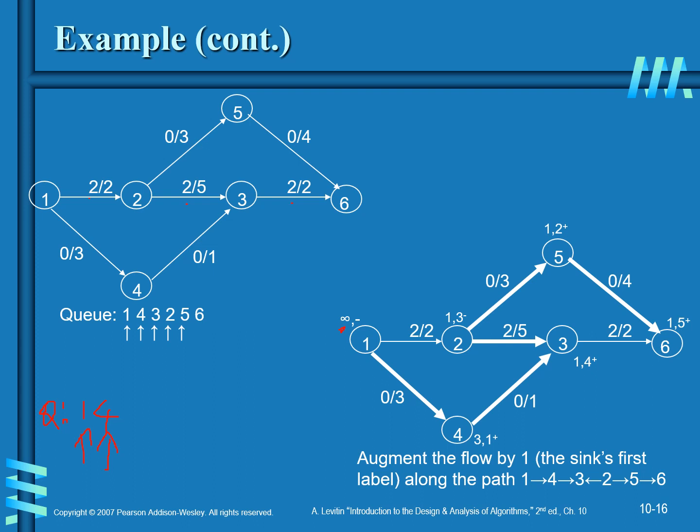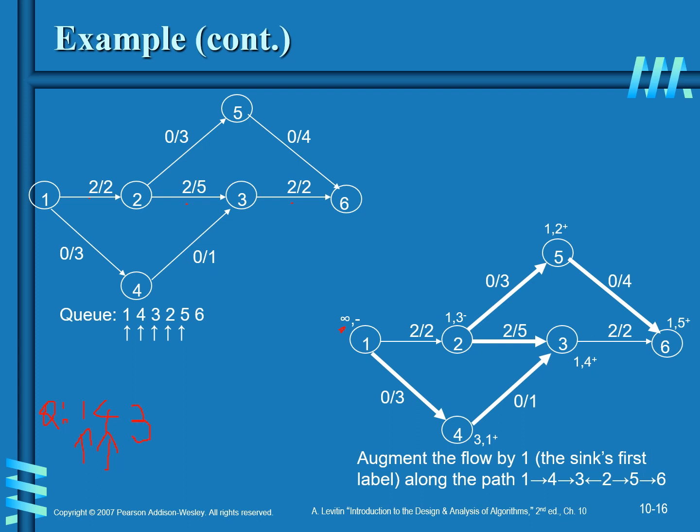From 4 there is only one forward edge, to 3. So 1 minus 0 is 1. What is its label? 3. So which is minimum? 1. So you label the vertex 3 with 1 comma 4, since 3 is reached from 4 and it is a forward plus. What is the vertex you have labeled? 3. So you add that vertex into Q.